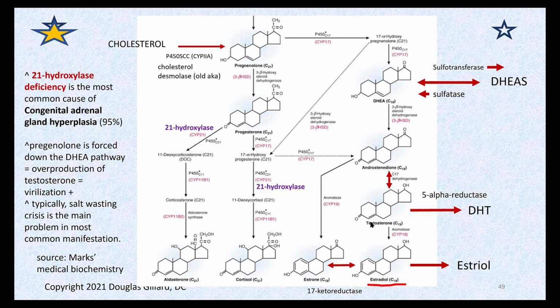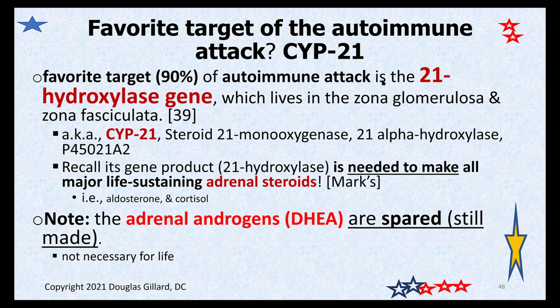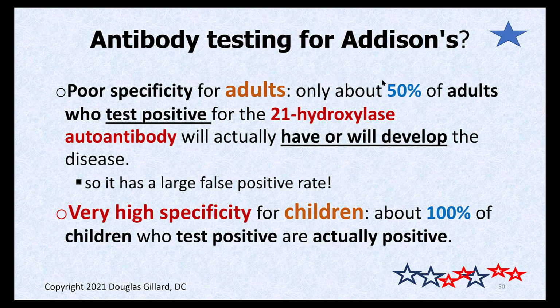So the blood work on these patients will show the signs of hypoaldosteronism and hypocortisolism. But in fact, these will be even high, right? If you can't go this way, these levels will be higher than normal eventually. All right, see how that works.